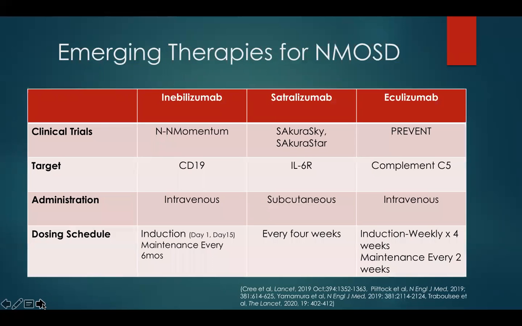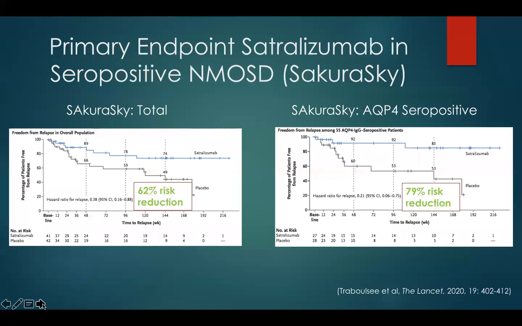In addition to eculizumab, two other therapies over the last year that followed were inebilizumab and satralizumab. So inebilizumab targets CD19, whereas satralizumab targets IL-6. And for satralizumab, SakuraSky and SakuraStar were the two studies. This is different from the eculizumab study, which included only seropositive patients. SakuraSky included both seronegative and seropositive patients.